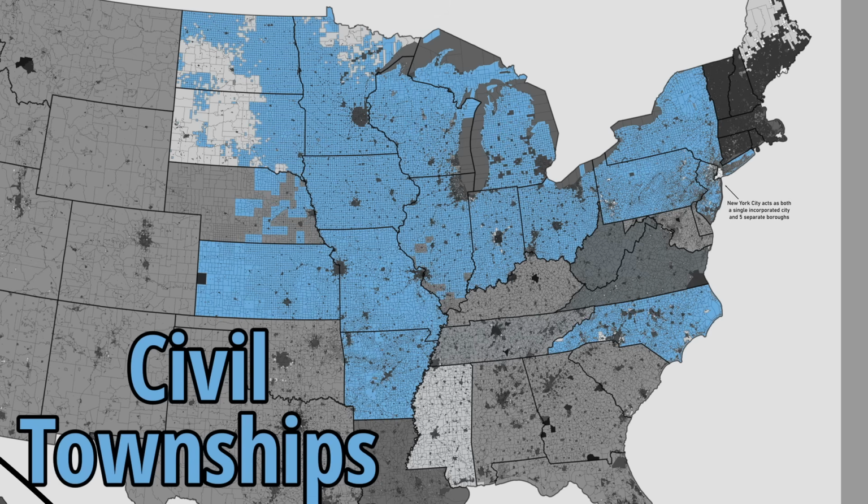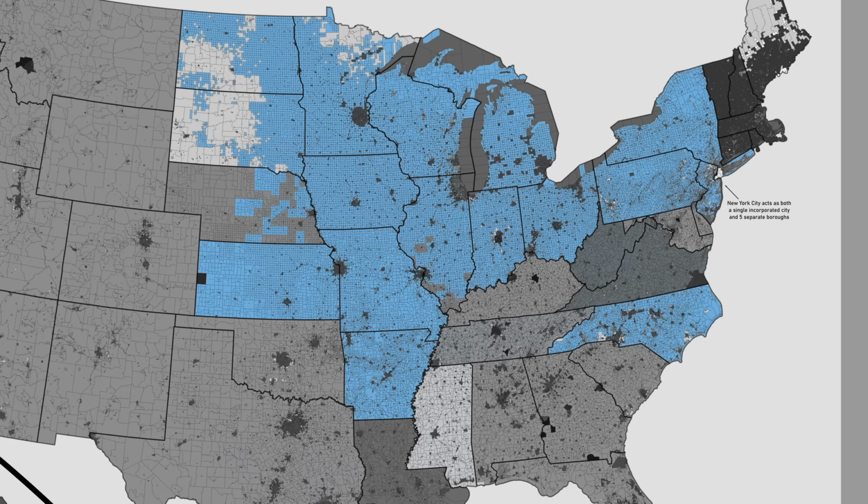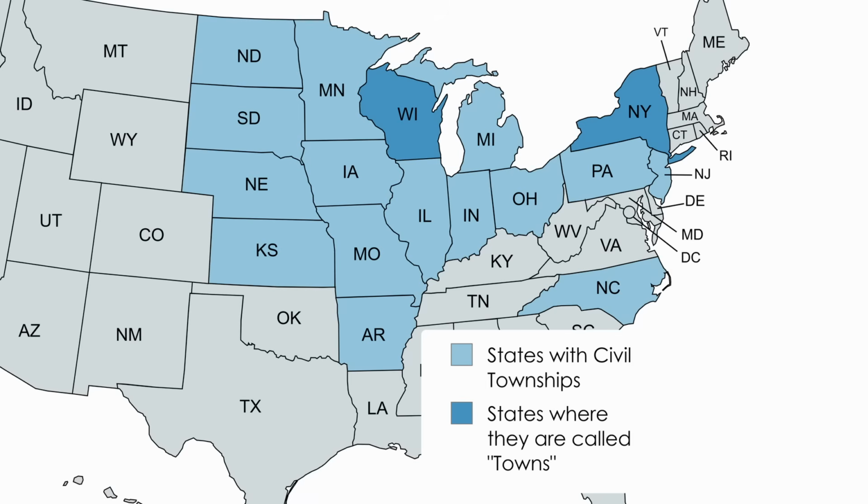Next up, we have civil townships. Civil townships are by far the most common MCD you will find on this map. They are the primary county division found in 17 states. Much like what you'll see with many of the places later, their exact definition varies between states.